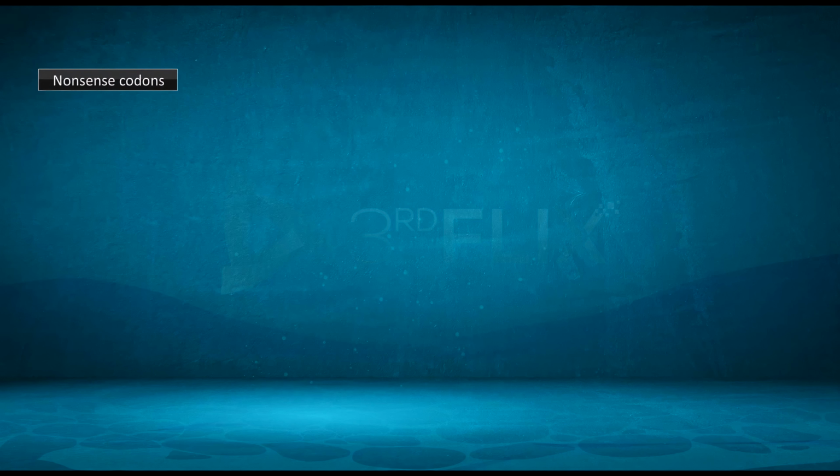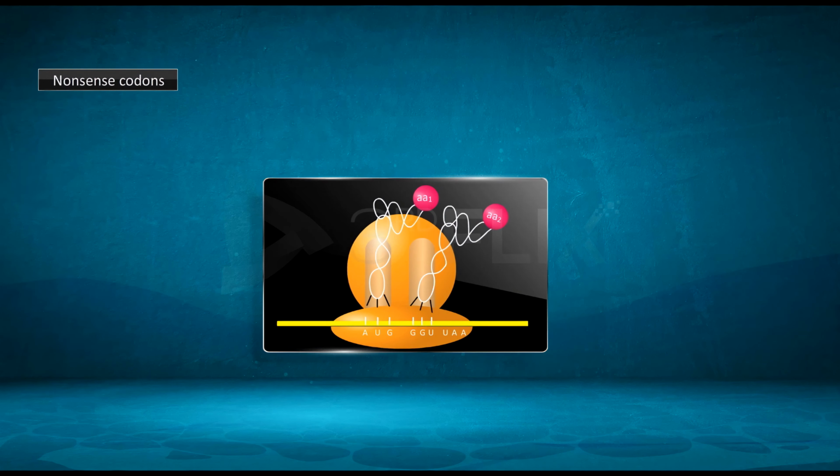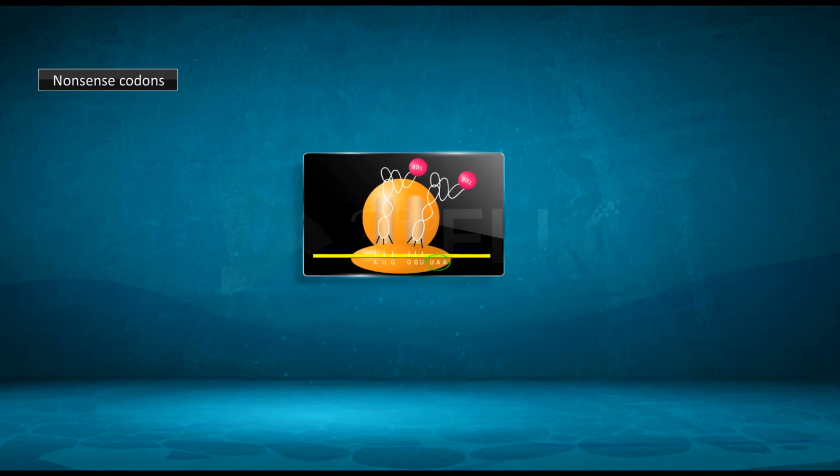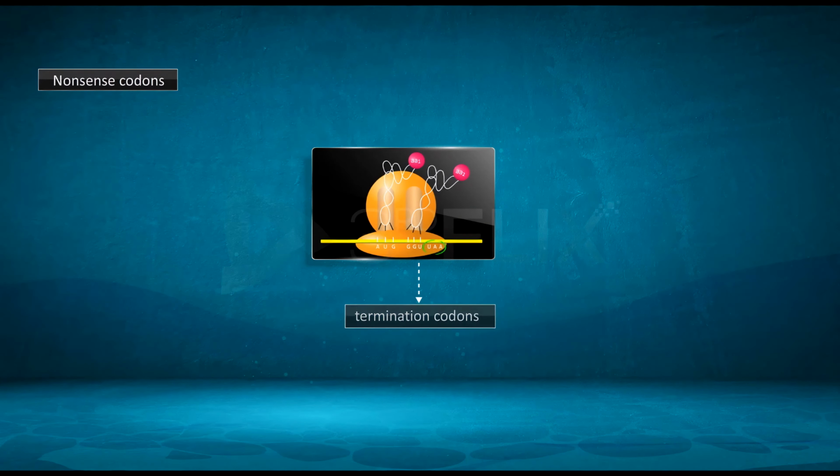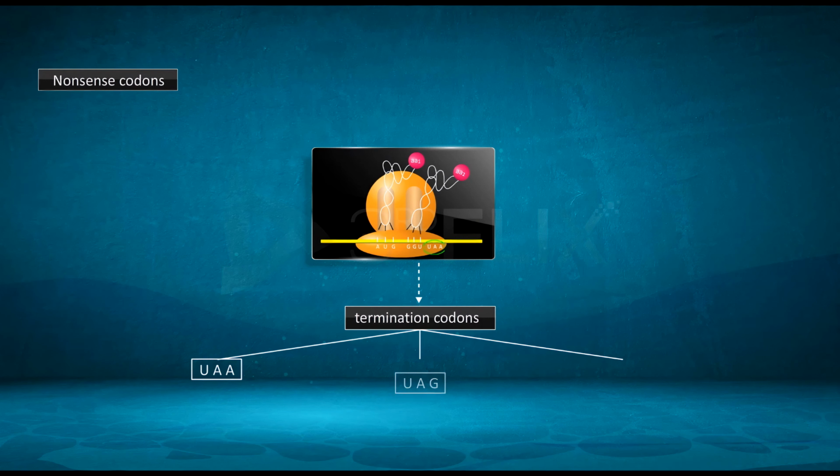Nonsense codons. These are termination codons which end the process of synthesis of polypeptide chain. Example: UAA, UAG, and UGA are termination codons called as ochre, amber, and opal respectively.